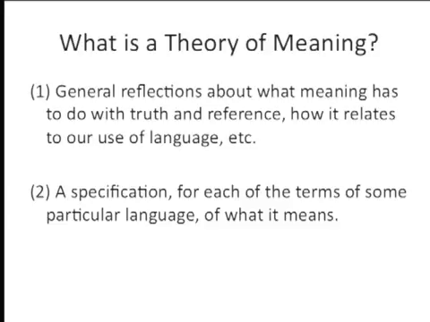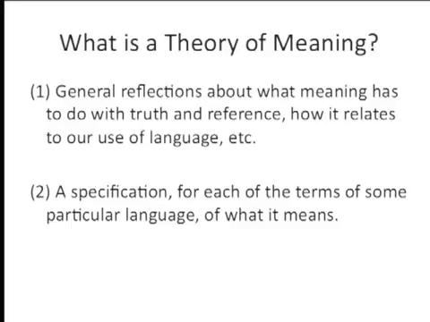In general, there are 2 kinds of things you can mean, and we haven't explicitly distinguished them so far in the class. One thing you can mean when you're talking about a theory of meaning is just general reflections on what meaning is. Something like Fodor's causal asymmetry theory, you could say, is a theory of meaning. It's giving some general account of what's going on with truth and reference, how they're connected to the physical world, how truth and reference are connected to the use that we make of language, which comes first, and so on.